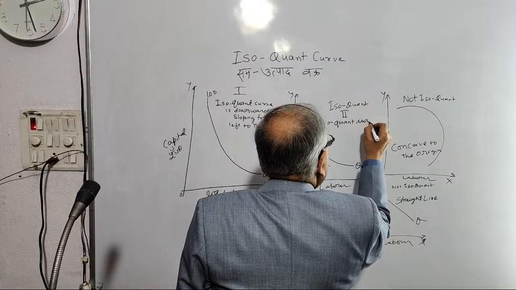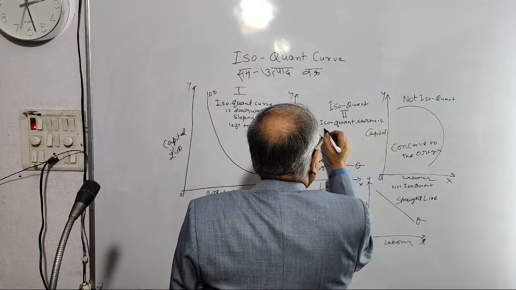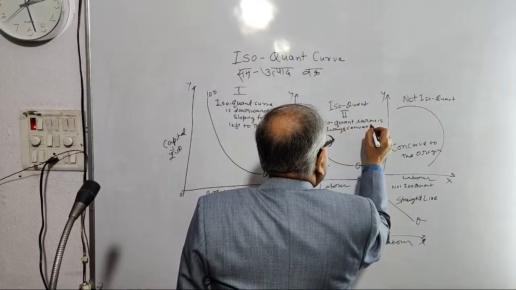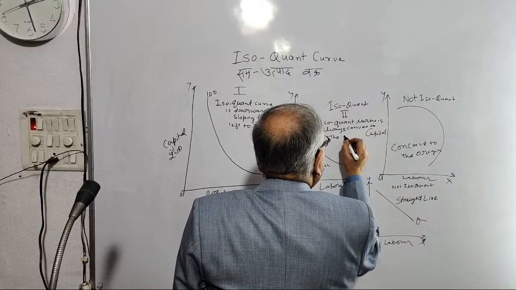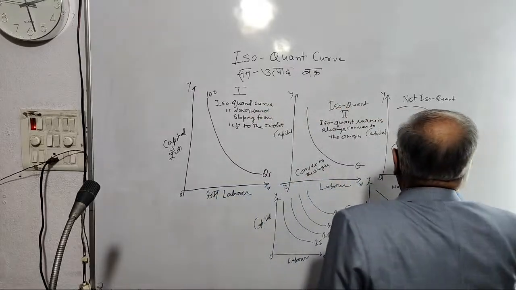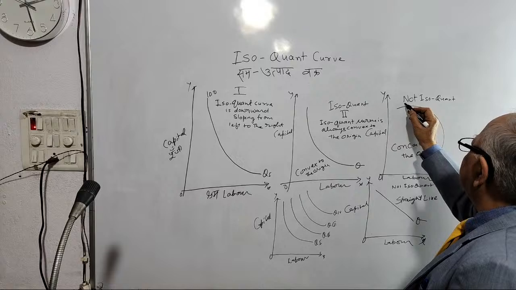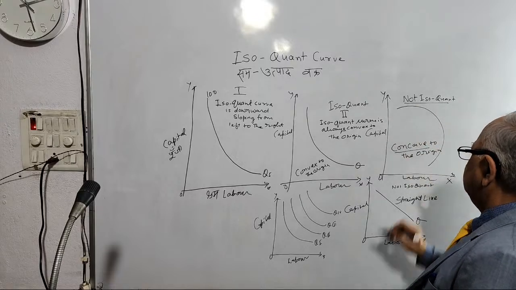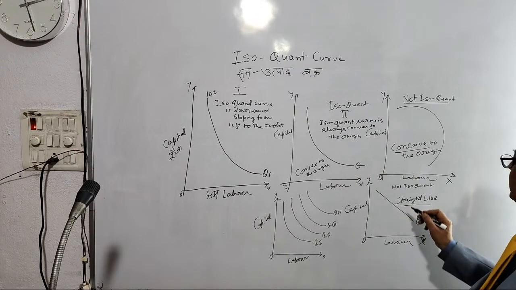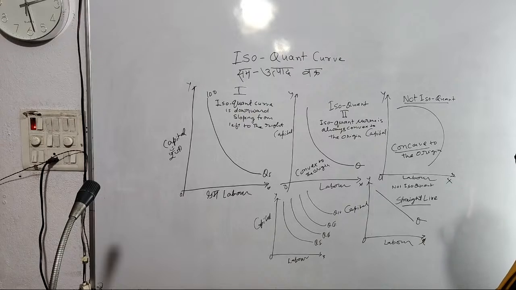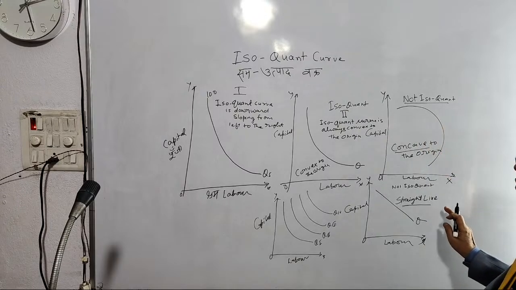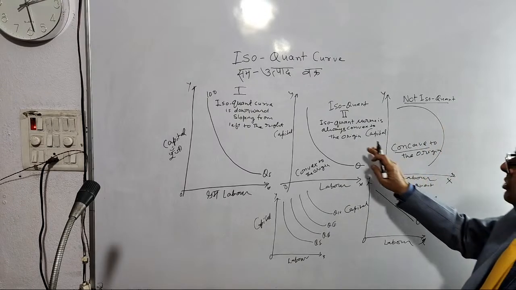Second property: isoquant curve is always convex to the origin. This curve is not isoquant because it is concave to the origin. This curve is not isoquant because it is a straight line. So isoquant cannot be concave to the origin, and cannot be a straight line. Isoquant is always convex to the origin.